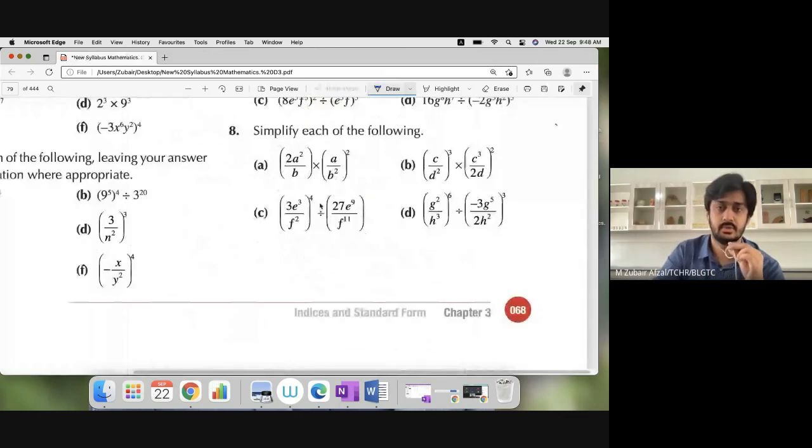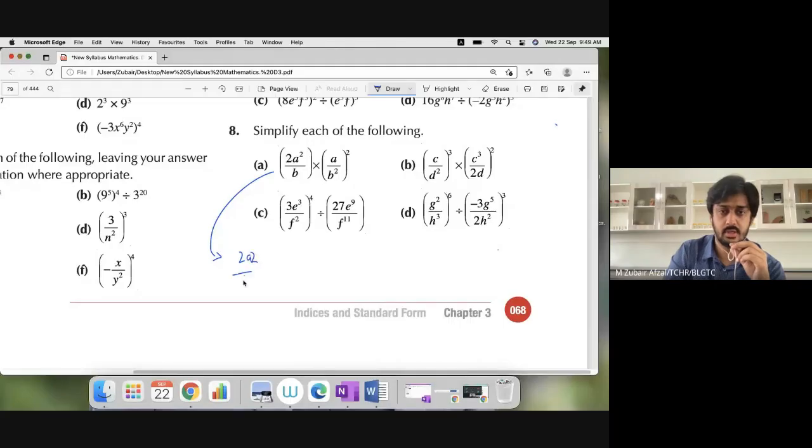Okay, let's say we have question 8a. There's nothing in the first bracket, so we'll write 2a square over b, that is multiplied with, first you solve this square, this becomes a square divided by b 4. Now when we multiply these numbers, you get 2a4, the powers add up, and in the denominator it goes the same way, the powers add up.